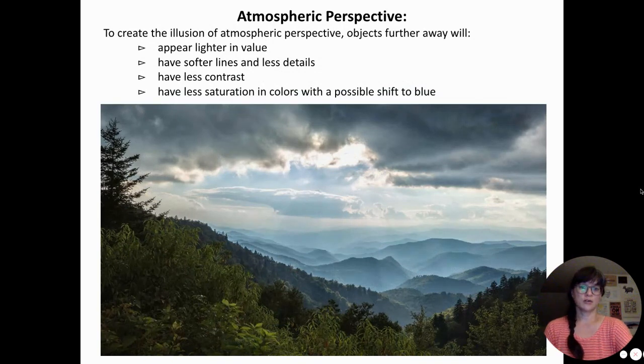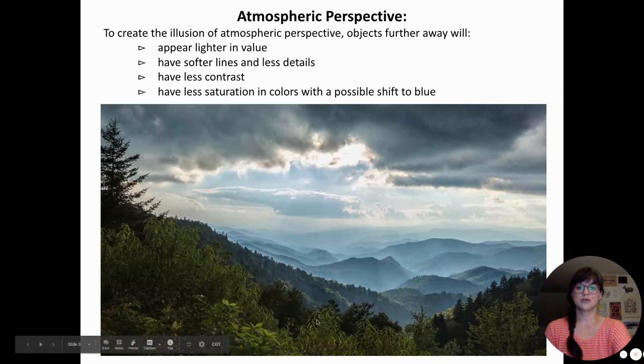So if you look at a photograph of, say, these beautiful Blue Ridge Mountains, you can get a sense of how to create the illusion of atmospheric perspective in your drawing. Basically, the objects that are further away will have lighter values. If you notice, the distant mountains are lighter in value. They're going to have softer lines and less detail. They have a lot less contrast, and they also have a lot less saturation in colors, with a possible shift to blue or a blue-gray.